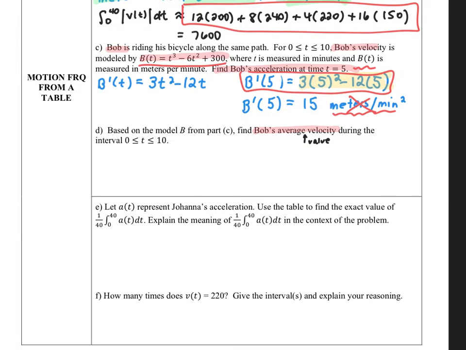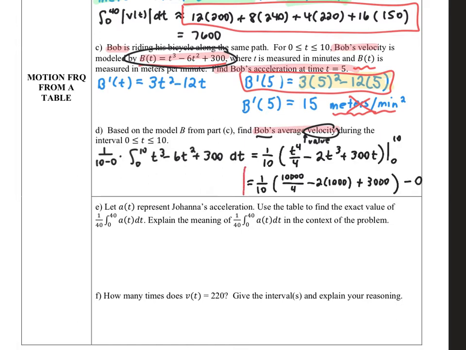So we're going to start by taking an average value integral. So it's 1 over b minus a times the integral from 0 to 10 of Bob's velocity, which is given up here as b of t. Without a calculator, I'm forced to do this antiderivative by hand, but it's an easy one. It's just a power rule.